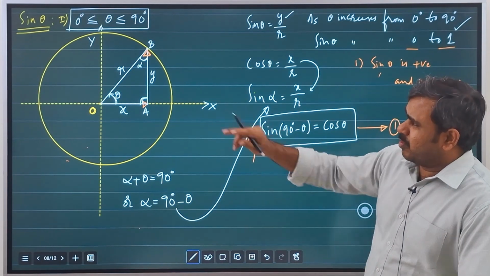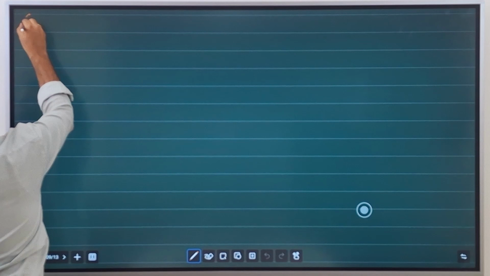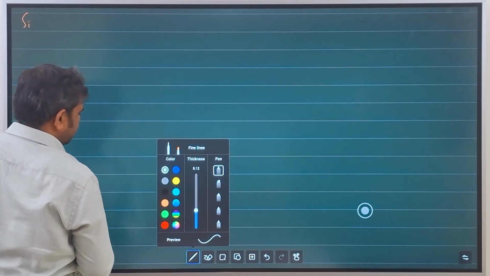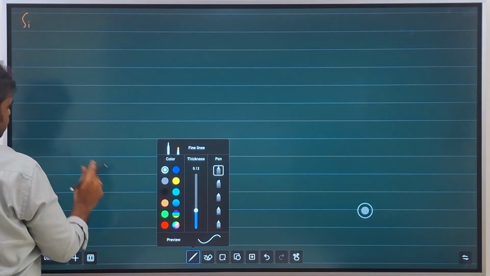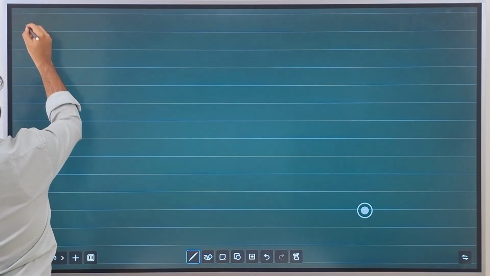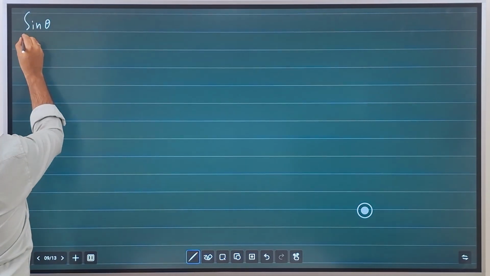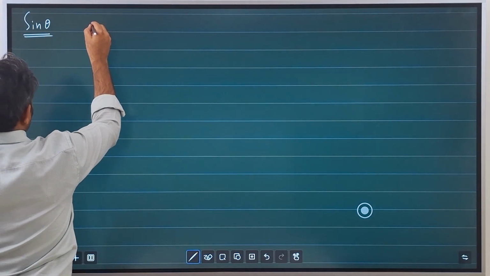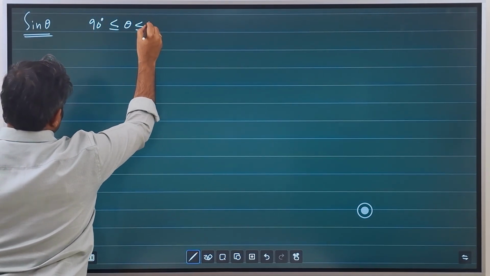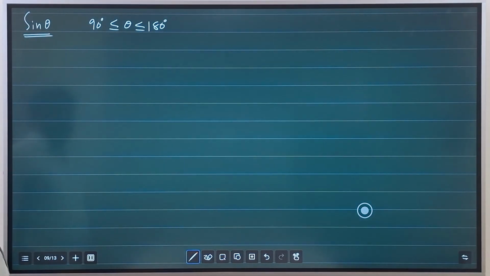Now let's go to the second quadrant, second case. We are talking about sine theta, how values of sine theta are changing as theta is changing. Now let's take theta between 90 degrees and 180 degrees in the second quadrant of this unit circle.